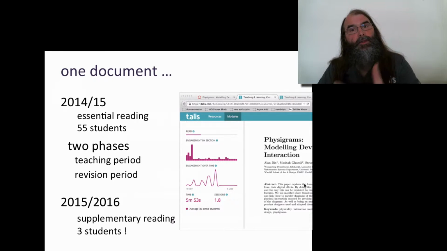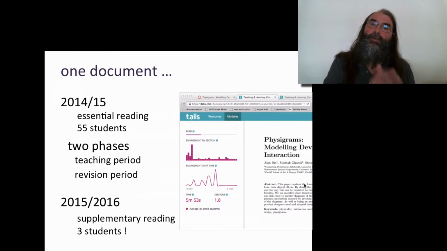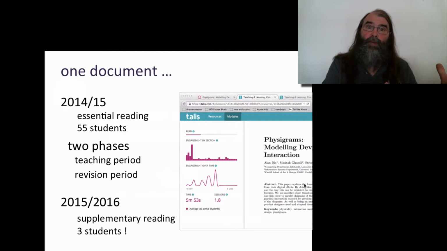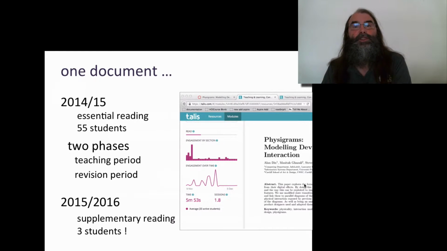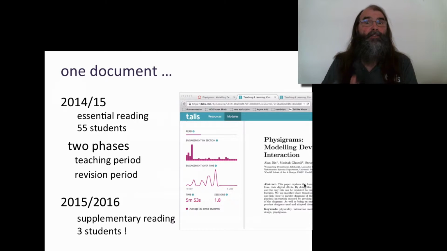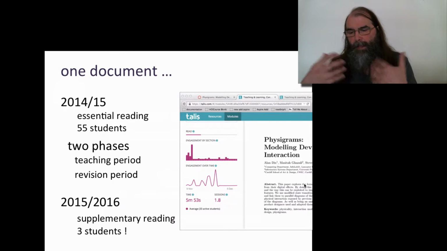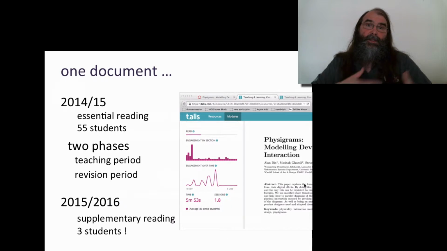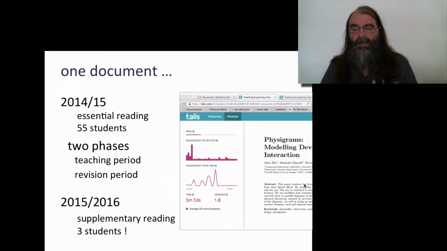The course has been run twice, once in the 2014-15 academic year and once this last year. And in the 2014-15 year particularly, there are two phases of activity. There's the original phase where the document was taught and when the lectures are happening, and then later on, just before exams, you saw another flurry of activity. And then there's also a period during 2015 and 16, which is the current year, when it was taught again.